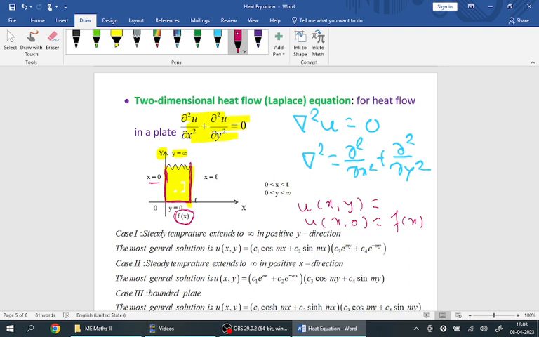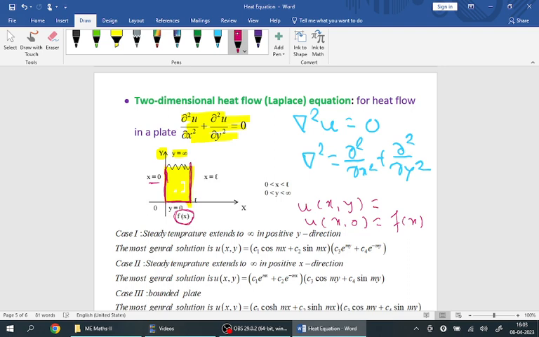These are boundary conditions only. In two-dimensional heat flow, there are only boundary conditions. There is no initial condition. So how many boundaries are there? 3 boundaries. So on 3 boundaries, there should be some condition. On one of the boundaries, say y is 0, f(x) is written, meaning u(x,0) is f(x).